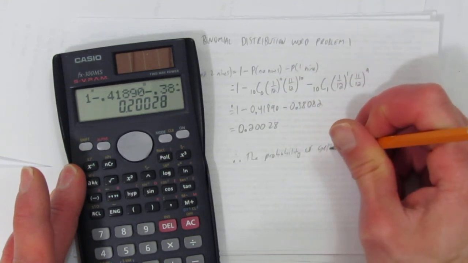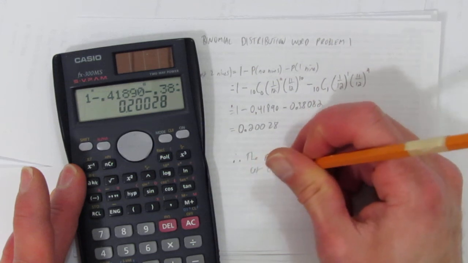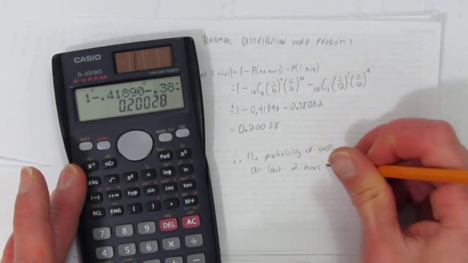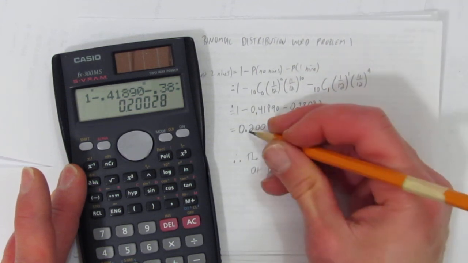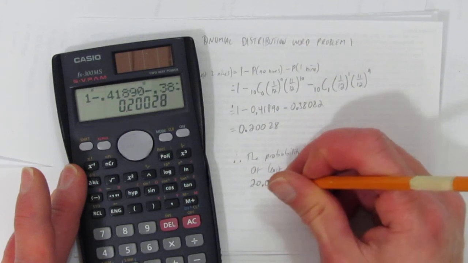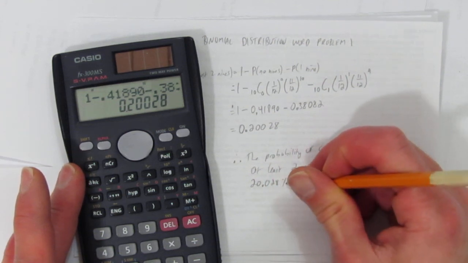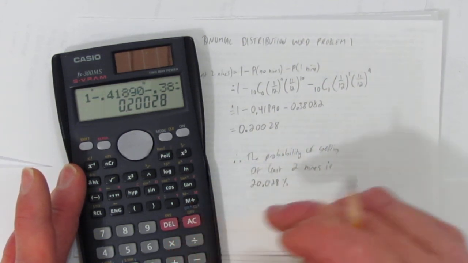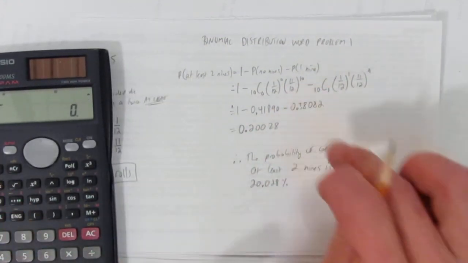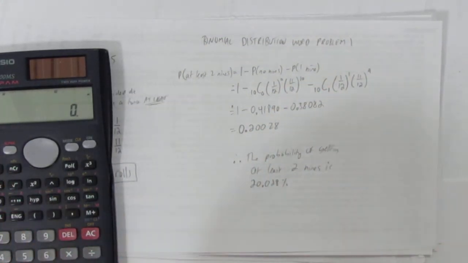Therefore, the probability of getting at least 2 9s is approximately, let's move this over 2 spaces to make it a percentage, 20.028%. And so what we've done here is solved a binomial distribution word problem using the binomial distribution formula.